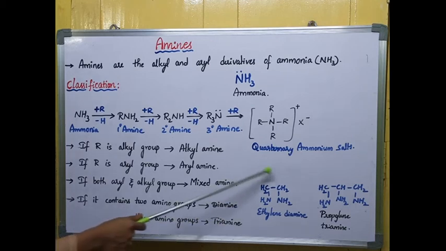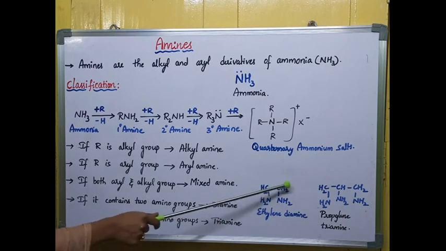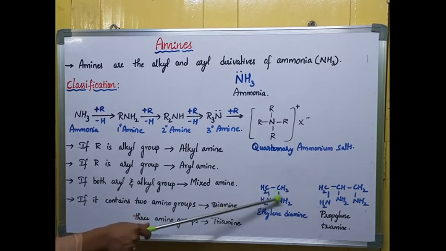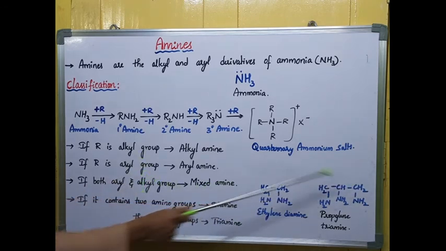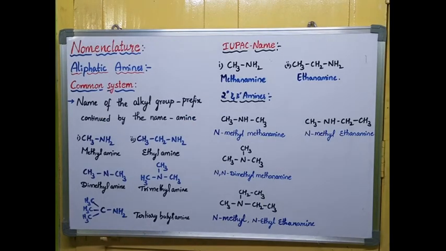I'm giving you some examples here. You can see here ethylene. It is substituted by two amine groups, so ethylene diamine. And here three amine groups are present on a propylene, so we'll say that as propylene triamine.